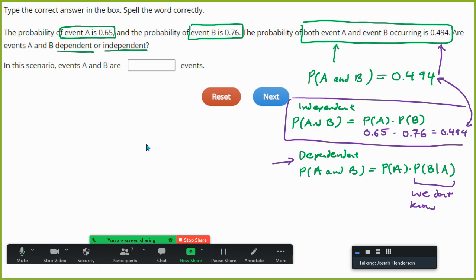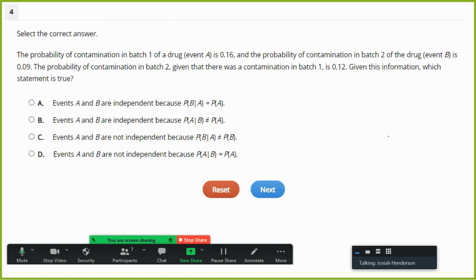And honestly, this example is what most of the problems in this mastery test are like. They're going to give us some information in the problem. They gave us event A and event B's probabilities, and they told us event A and B together. So we basically are going to see what that matches up with in our various formulas. Let's try another one. We still have a few minutes.